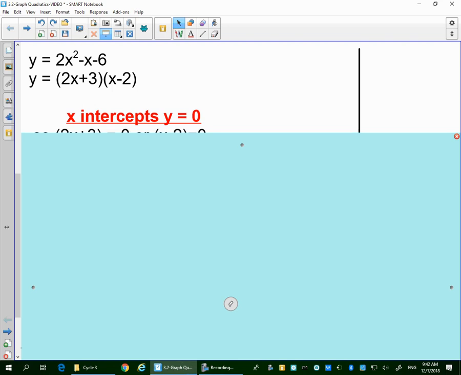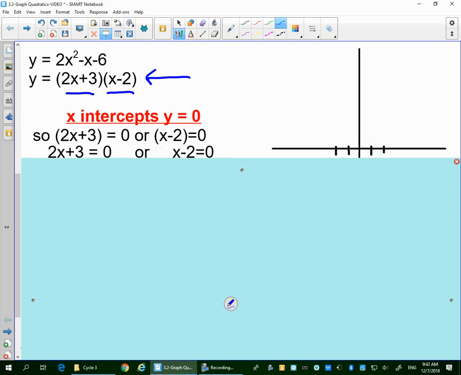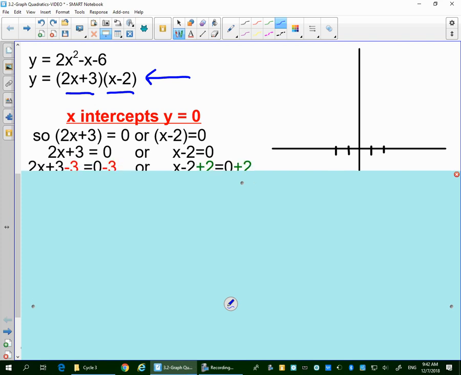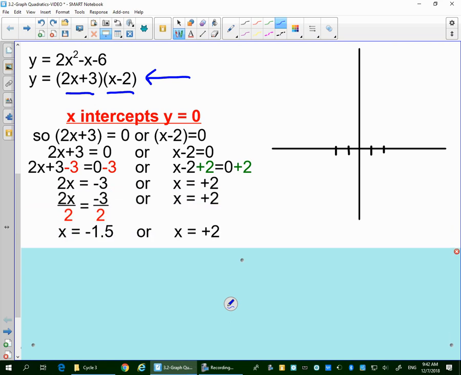For the x-intercepts, y will be 0. That is to say that in this equation here, y would be 0. And so these two possible factors, one of them has to be 0 for us to get an x-intercept. And so we go through the process of solving that. 2x plus 3 is 0, or x minus 2 is 0. And then simplifying those as if they're simple little equations, we find that x is either negative 1.5 or x is positive 2. So over here at positive 2 and negative 1.5, those are my two x-intercepts.